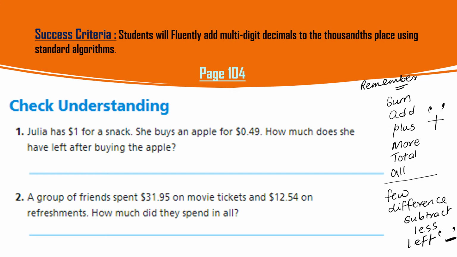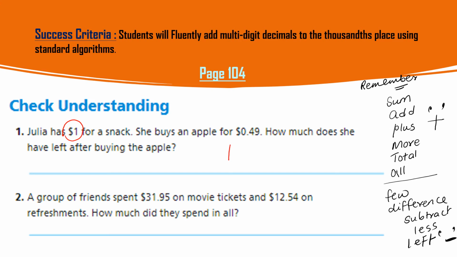So now let's read it. When we read the word problems, we underline or circle the important things. How? Julia has $1 for a snack. Okay, so what I am reading, I am writing also. She has $1, so I write 1.